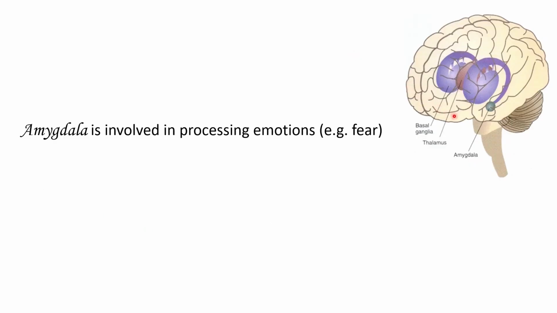The next structure we are going to look at in the forebrain is the amygdala. These amygdala are small structures shown in green here. They are typically described as almond shaped and they are involved in the processing of various emotions, particularly fear. So if you are afraid of something that is coming towards you, it's probably your amygdala that is active at that time.